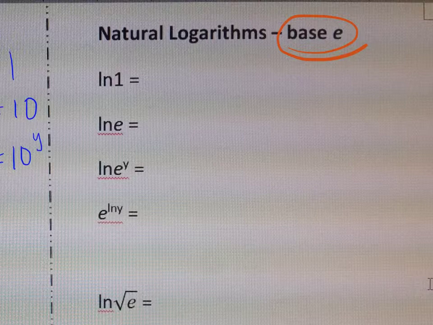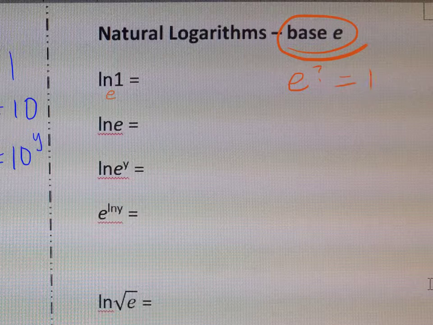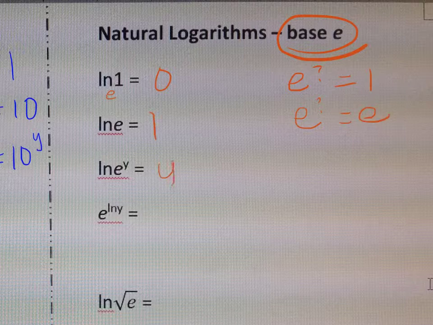To distinguish between the natural log and the common log, we use ln, n being for natural. Now you're going to pretend you see the little subscript of e in between there. So e to what power gives me 1? That would be 0. E to what power gives us e? That would be 1. And just like we've seen on the other screen, we're going to get y and y for each of these for similar reasons.